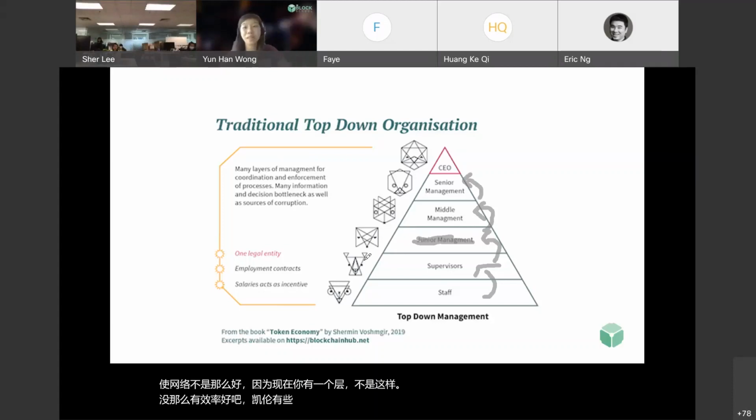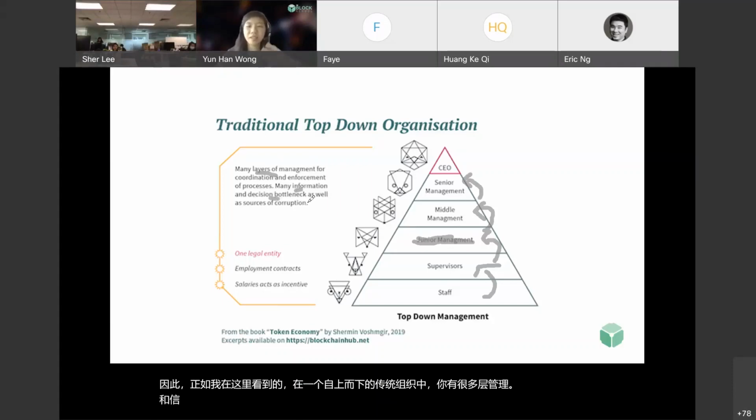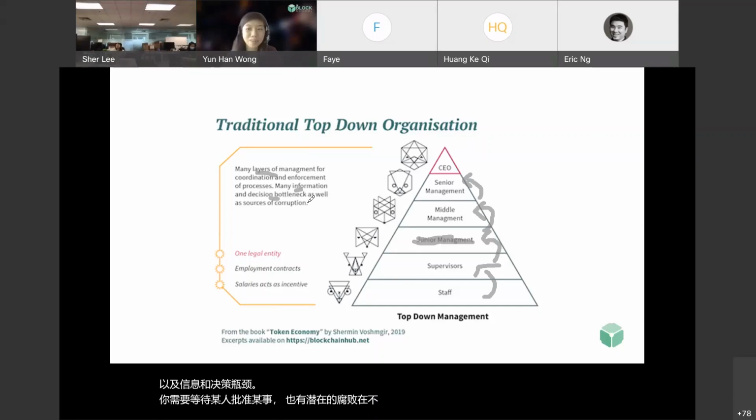Everything is top down. So as you can see here, in a top-down traditional organization, you have many layers of management. And information and decision bottleneck, you need to wait for someone to approve something, and there is also potential corruption in the different layers. I think we all experience this in our workplace.